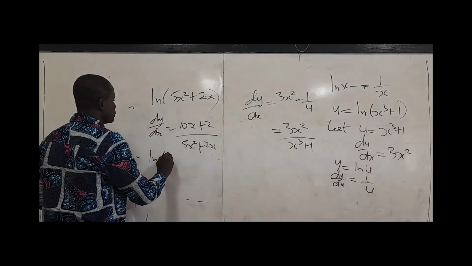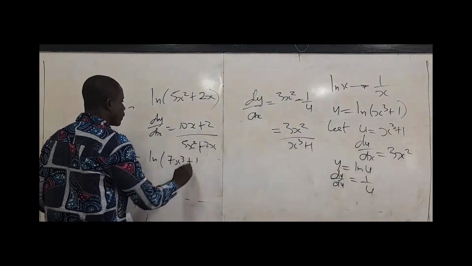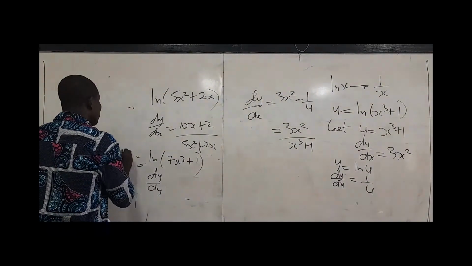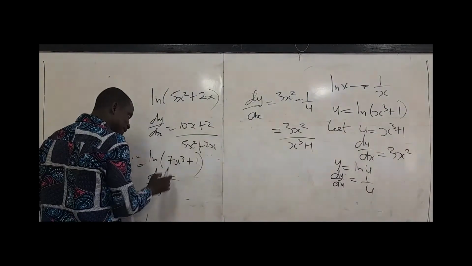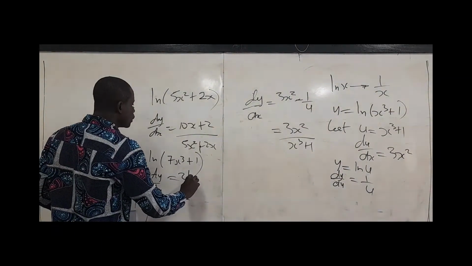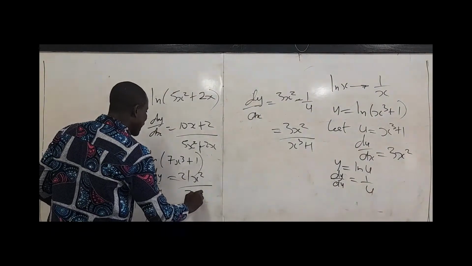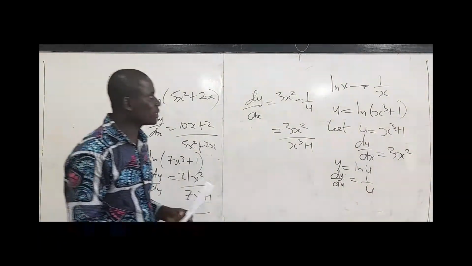If that's the case, let's see this one. ln(7x cubed plus 1). What is going to be the dy/dx? Assuming this is y, dy/dx is going to be what? Differentiate this. You get 21x squared. This one will go to 0. All over 7x cubed plus 1. That's what I'm saying. I'm repeating for the last time.